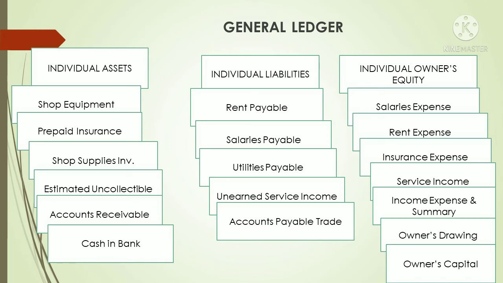Then individual owner's equity account or capital. So we have the owner's capital. We have the owner's drawing. We have the income and expense summary. We have the service income. We have the insurance expense, rent expense, and salaries expense. No, so dito sa general ledger, naa matag usa-usa ka page nga gigahin sa matag account titles nga makita diha sa assets. Una, ang hanay sa pag-record is ang assets, then next is ang liabilities, then next actually is ang owner's equity capital or ang revenue and expenses.